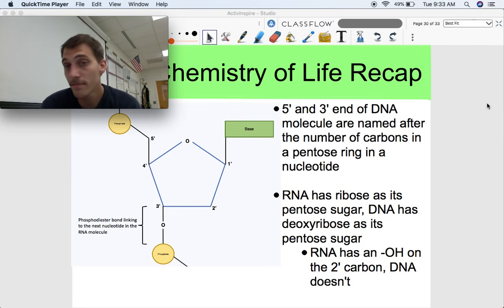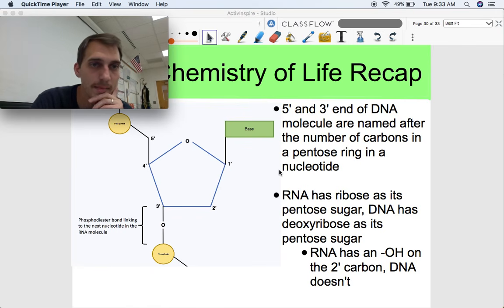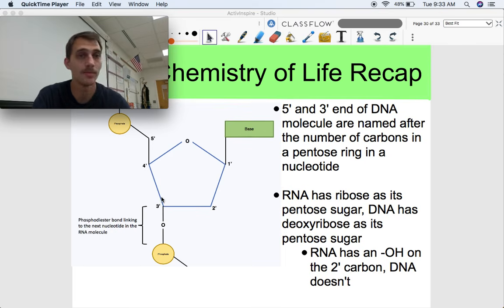A couple more things to know about nucleotides and the structure of nucleic acids in comparison to one another. The 5' and 3' ends of DNA molecules are named after the numbers of carbons in the pentose ring of a nucleotide. So I said I was going to come back to this. Here it is. Here's the phosphate group of a nucleotide. Here's another phosphate group of another nucleotide. Like I said, a big long chain. Here's what we call the 5' carbon. Here's the 3' carbon. We can number the carbons 5, 4, 3, 2, 1 in this way, and that's what gives us our directional terms for these two chains of nucleotides. So here's your 5', here's your 3'.